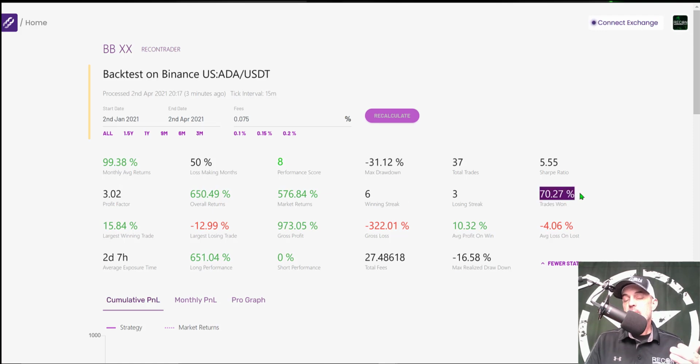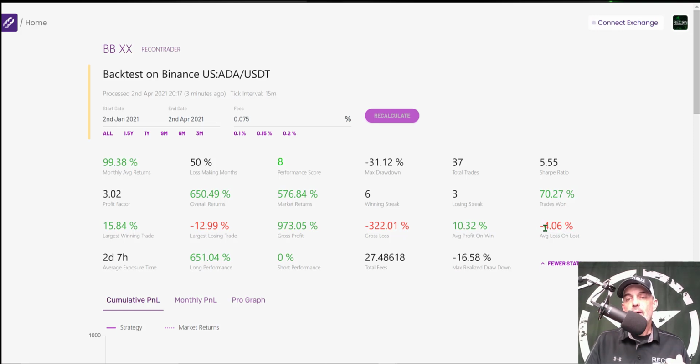Trades won, 70%. That's actually pretty high for my strategies. I usually bank on a good risk versus reward ratio, so I don't have to be right quite as often. But in this case, a 70% win rate is a big factor going towards these returns. My largest winning trade was just shy of 16%. Largest losing trade was almost 13%. I normally like a bigger spread on the win side than the loss side, but it is hard to argue with these returns.